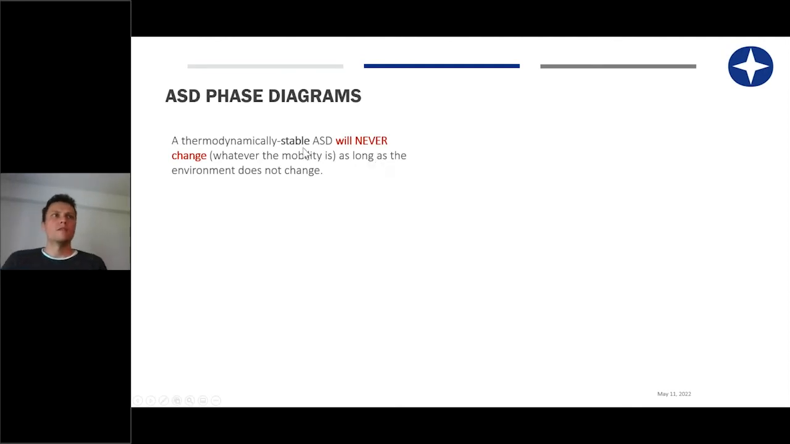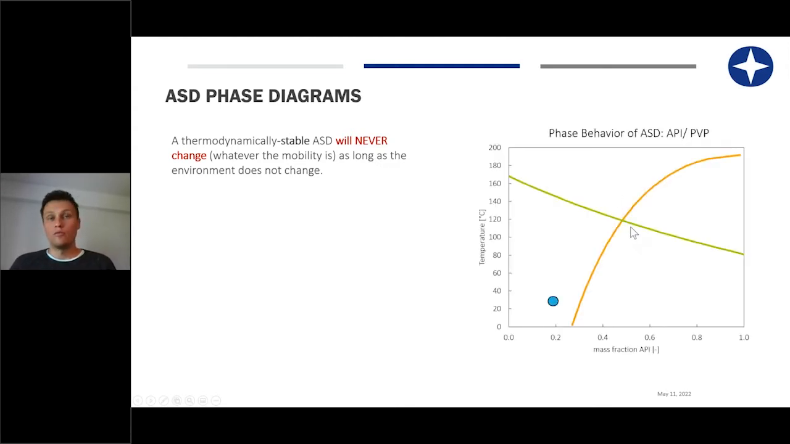We can directly say whether an ASD is thermodynamically stable, whether it will never crystallize, whether it will never change, whatever molecular mobility we have. For example, if we look at the phase diagram and consider the drug load and see that we are undersaturated and below the equilibrium solubility of the API in the polymer. This is showing us a phase diagram of a typical API-PVP ASD, and we see here that a drug load of, for example, 20% is stable.